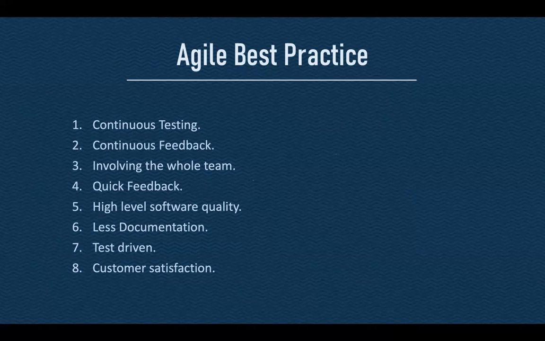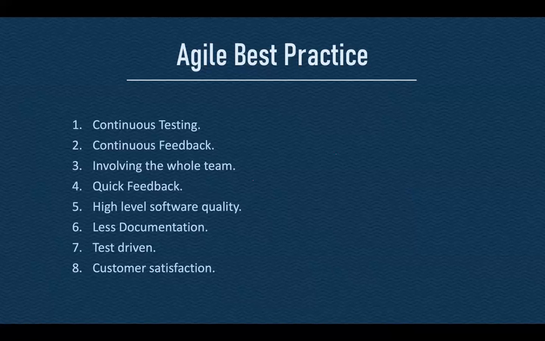First is continuous testing. Agile teams perform tests regularly to make certain that the product is continually progressing. Testing is done in conjunction with development. Second, continuous feedback. Testers provide continuous feedback to the team members. Members regularly receive feedback regarding quality rather than requirements. Third is involving the whole team. Testers, developers, and business analysts all test the software so we can minimize errors in the software.